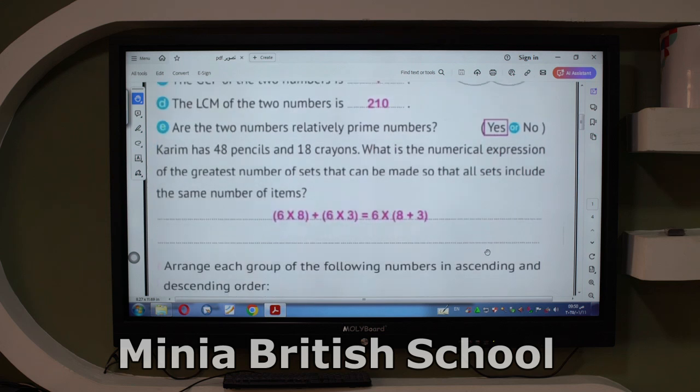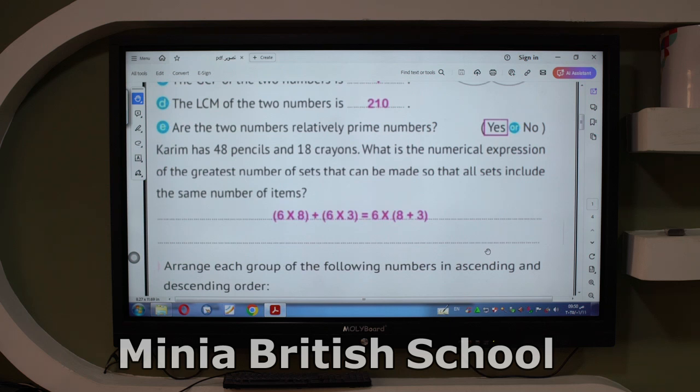Okay, Karim has 48 pencils, 18 crayons. What is the numerical expression of the greatest number of sets? Here I need to find GCF to know the number of groups or the number of sets, and I need to find how many elements in each set. Here 48 and 18. We will factorize 48 and 18, find GCF. GCF, it will be equal 6.